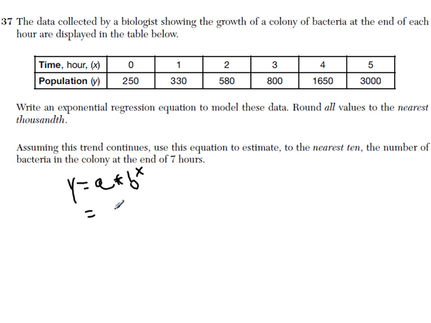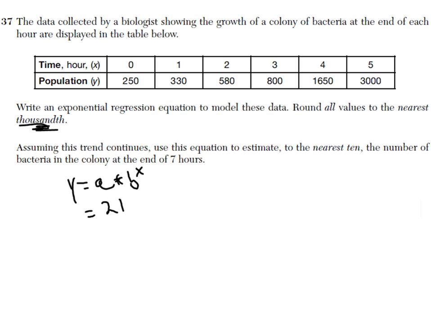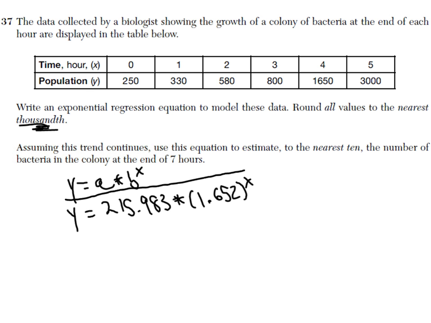So you have to substitute for a and for b, and we have to round everything to the nearest thousandth. So we get y equals 215.983 times 1.652 to the x. This is our exponential regression equation. That's the first part of the problem.